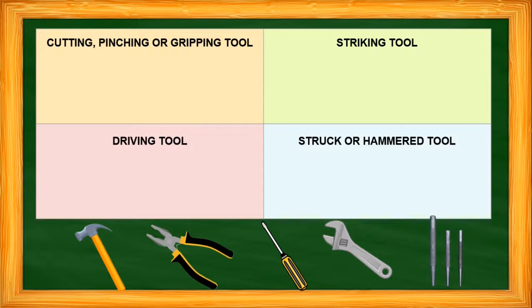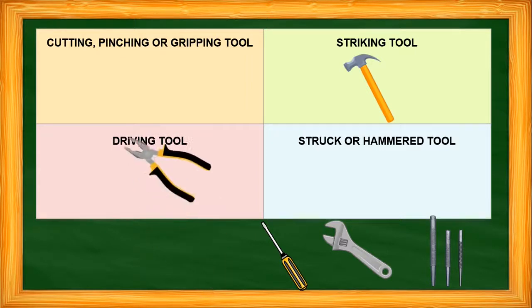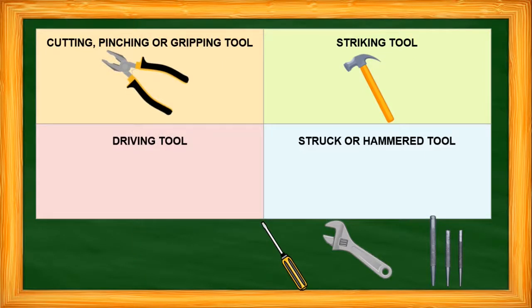Can you point out where the hammer is? Where does the hammer belong? Is it in driving tool? How about the striking tool? Very good. Next is the plier. Where does the plier belong? Is it in cutting, pinching, or gripping tool? Very good. How about the screwdriver?